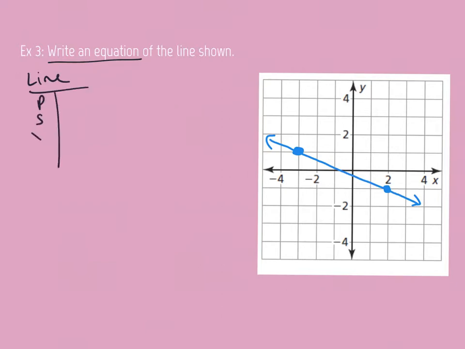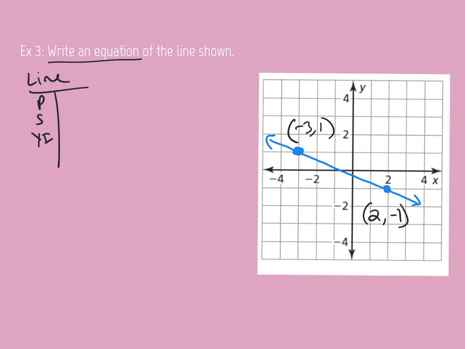Point, slope, y-intercept, okay. And on the graph here, I've got 2 points that are marked for me, so I guess I should use those. That one would be negative 3, positive 1, and this one would be positive 2, negative 1.